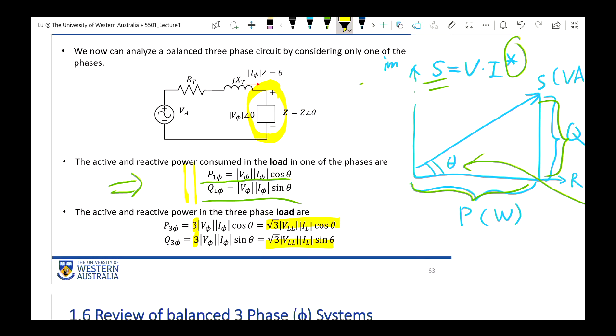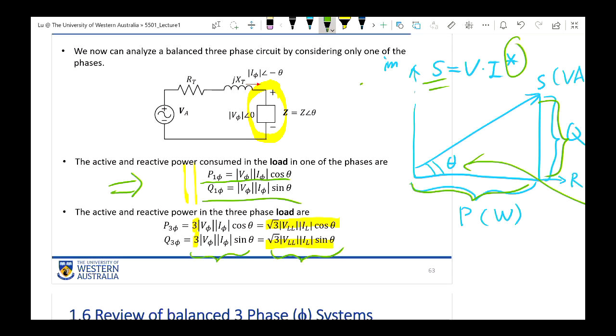So actually, I want you to compare the second part and the third part of this equation. In the second part, in the middle of the two equations, we got 3 multiplied by V phi I phi. The V phi and I phi are the phase voltage and phase current. They are all related to a single phase circuit. But in the final part of these two equations, we got square root 3 multiplied by VL IL. These VL and IL are actually the line voltage and the line current.